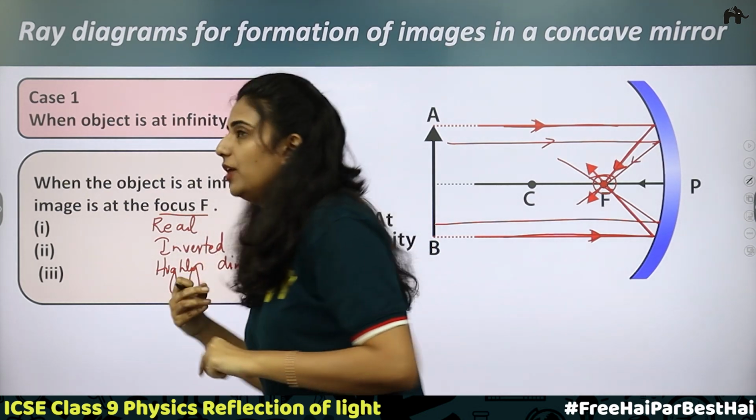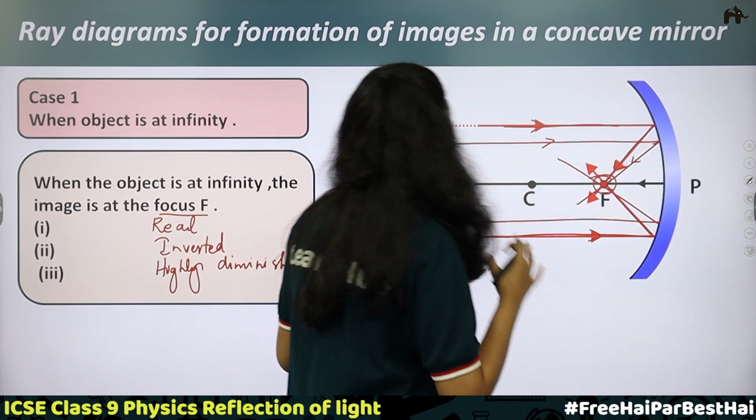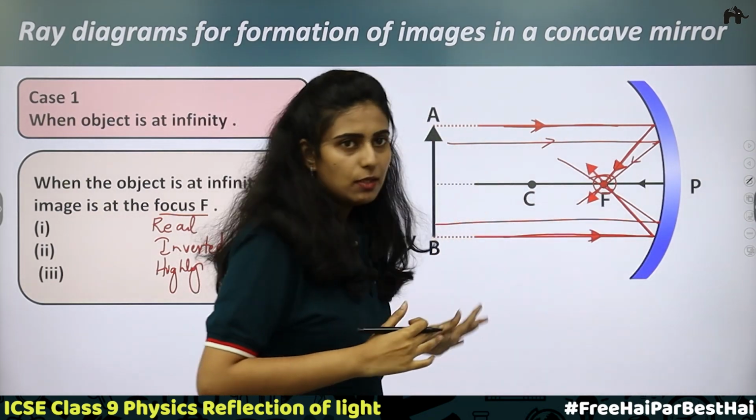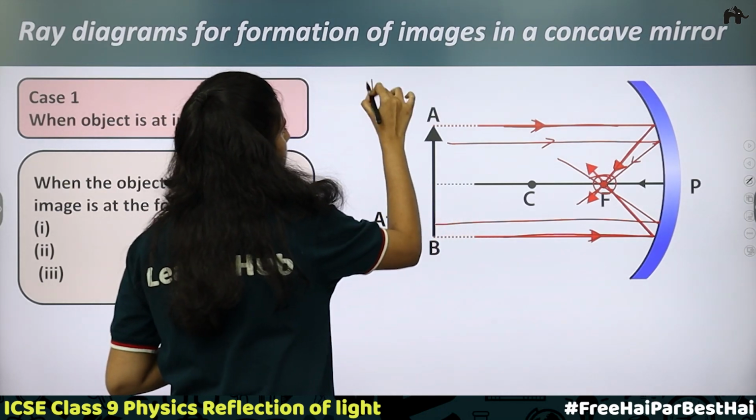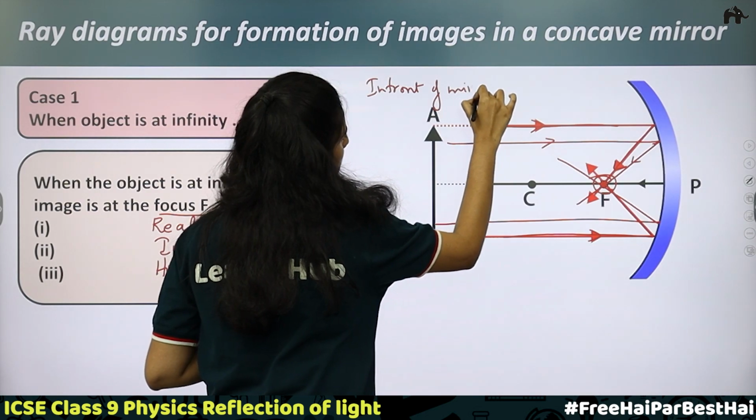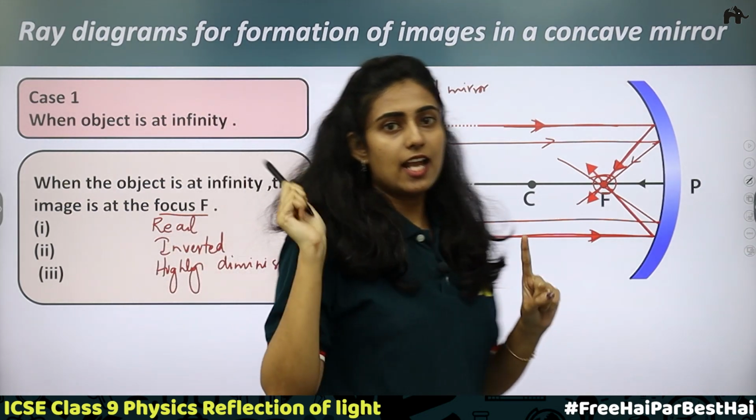Highly diminished. Now, where is the image formed? We can see that the object is in front of the mirror. Yes, what about the image? The image is also in front of the mirror.